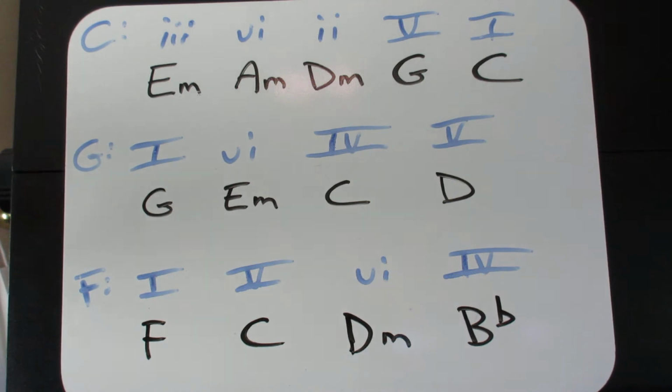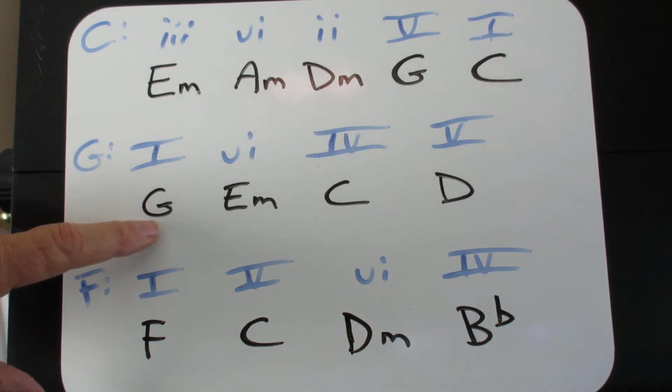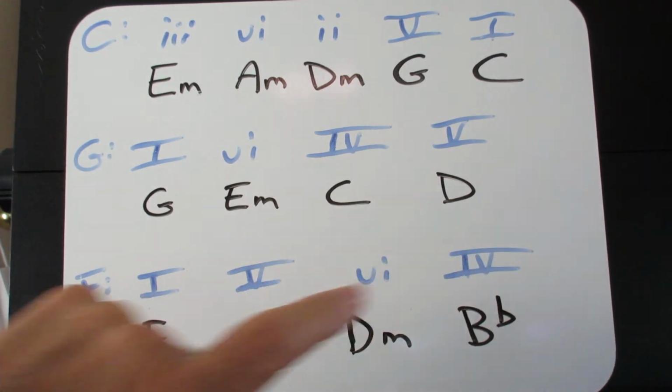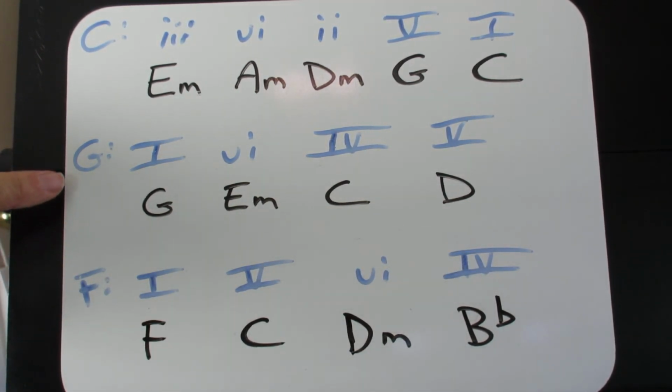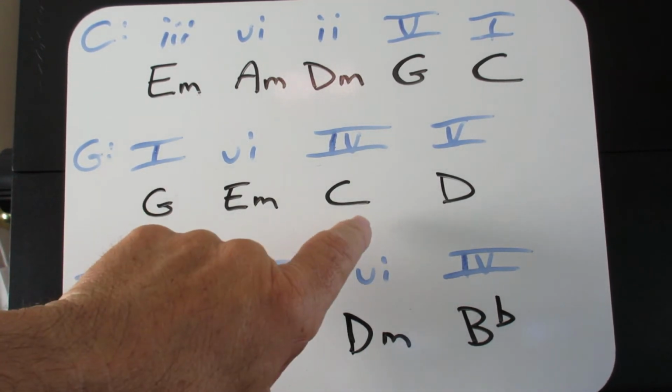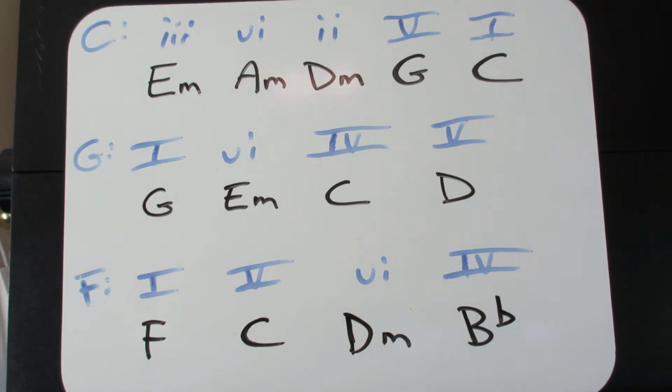This next one here is G, E minor, C, and D. That is in the key of G. Those chords are found in, in fact, that's the only key that contains all those chords. It's 1, 6, 4, 5. So that is what we call a 1, 6, 4, 5 progression in the key of G.